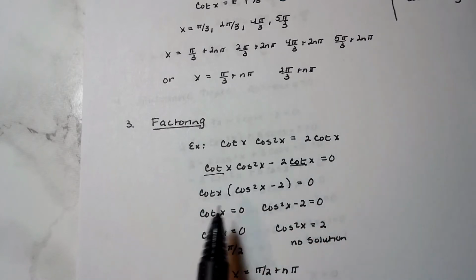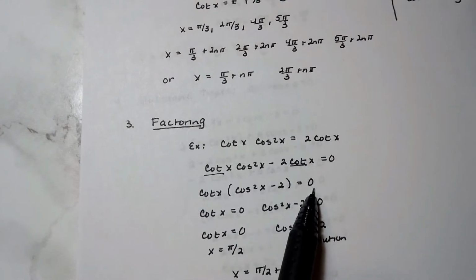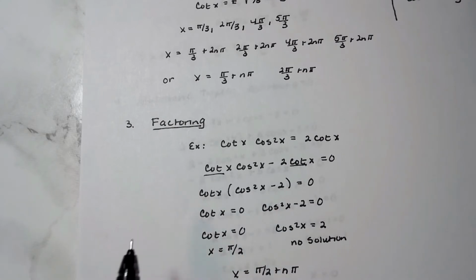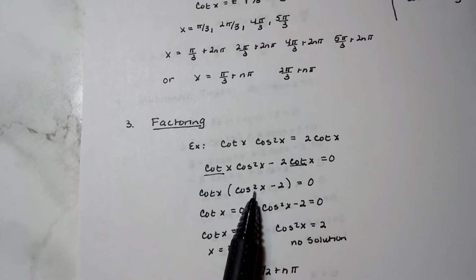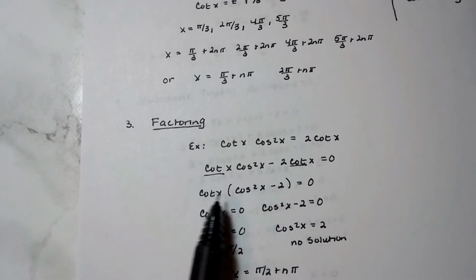So now I have the product of 2 factors. I have cotangent of x times this thing equals 0. And whenever I have 2 factors, all I have to do is set each factor equal to 0 and solve. I don't have to factor anymore. Even though this is squared, I don't have to try and do anything weird with it. Just set them equal to 0 and solve.